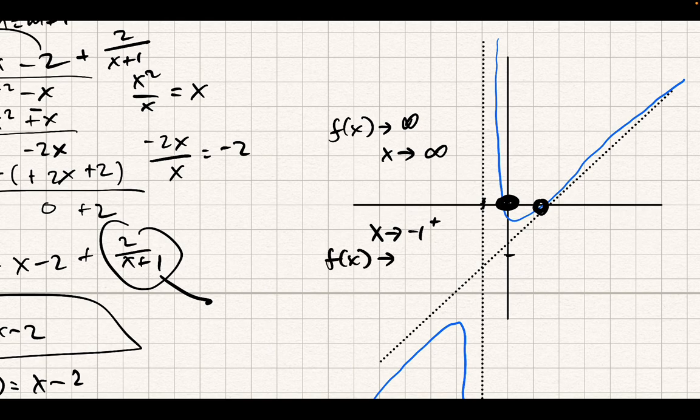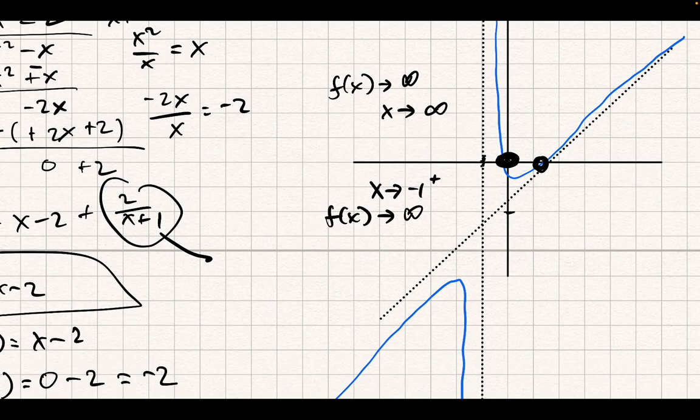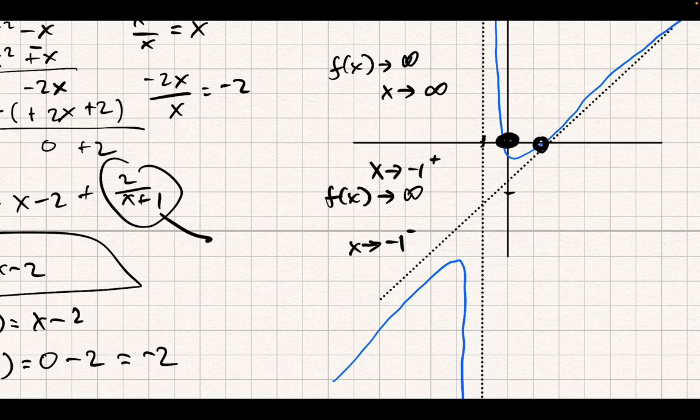infinity. Negative infinity. I don't know. Infinity, I said infinity first. Yeah, I hadn't finished writing. As x approaches negative 1 from the negative side, it approaches negative infinity. Yeah, f of x approaches negative infinity. So the limit is f of x approaching infinity or negative infinity.